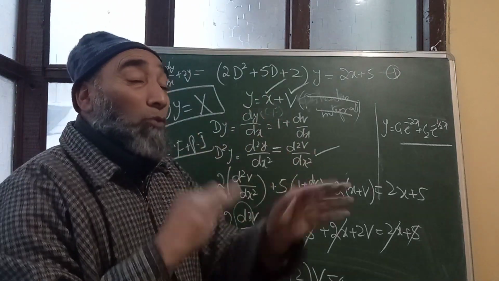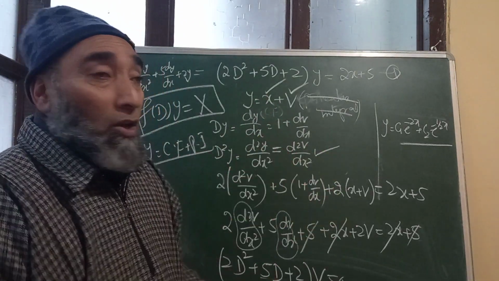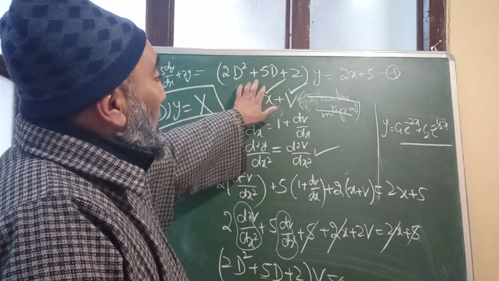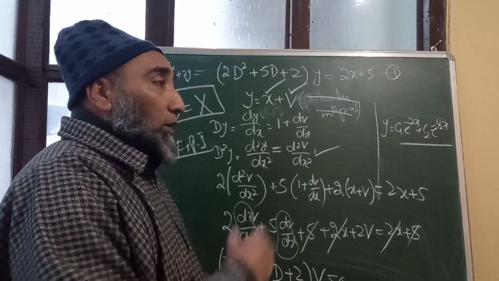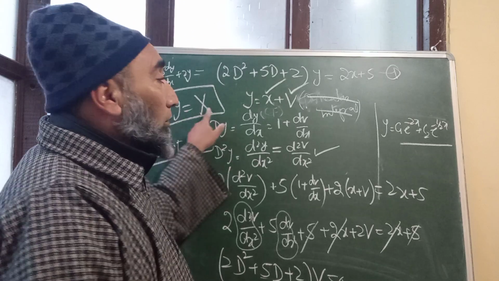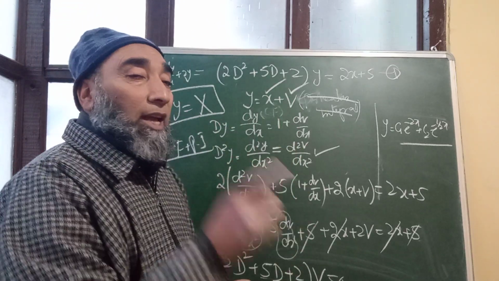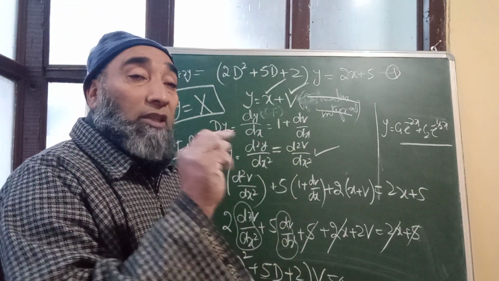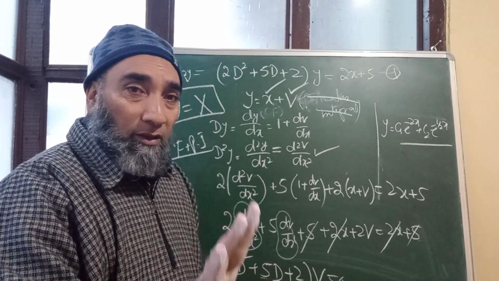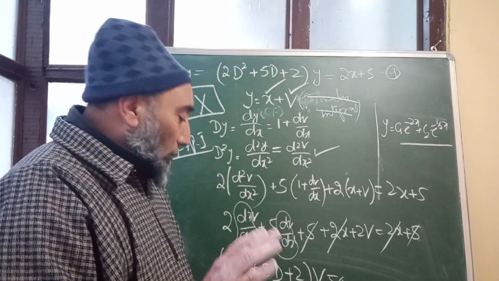It is x only. You cannot have 2x, 5x, 7x, or x plus 1, x plus 2. I will show this when I take up f(D) operating on y equal to x. I will take up this question and you will see exactly that the particular integral is given by x only, nothing else.